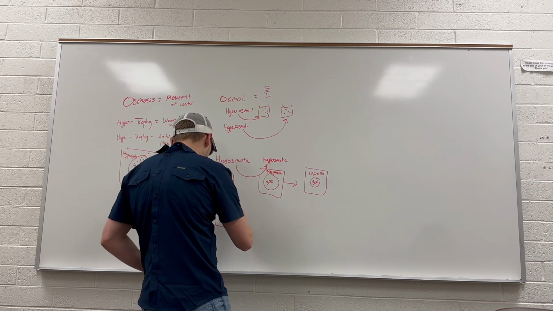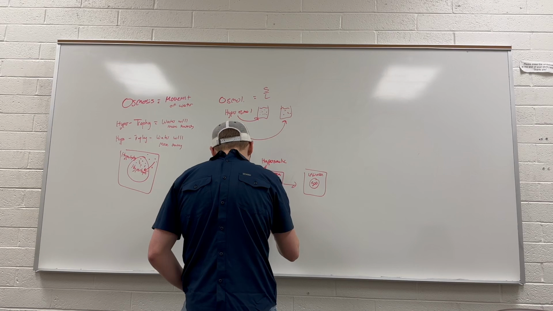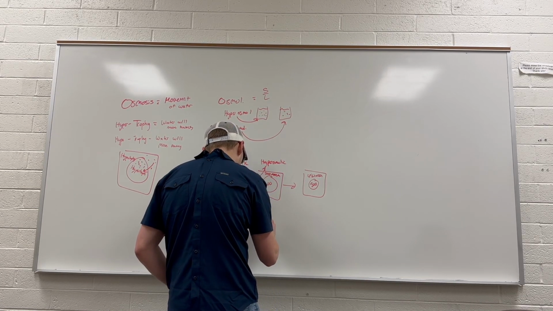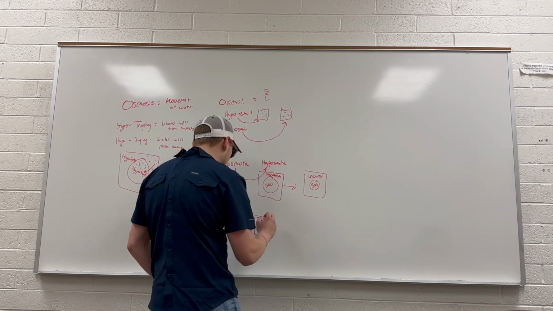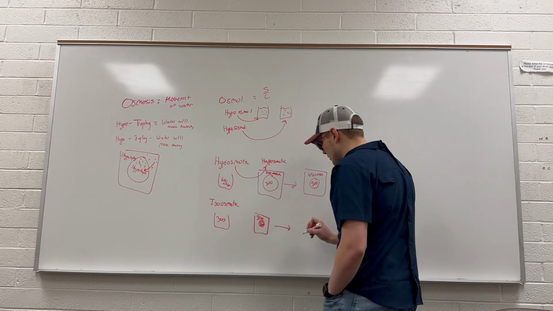And let's say it's 300 milliosmol. Again, we have our cell that is 300, and outside of our cell is 300. We add this. Cool. So we come through and we add this, and what happens?